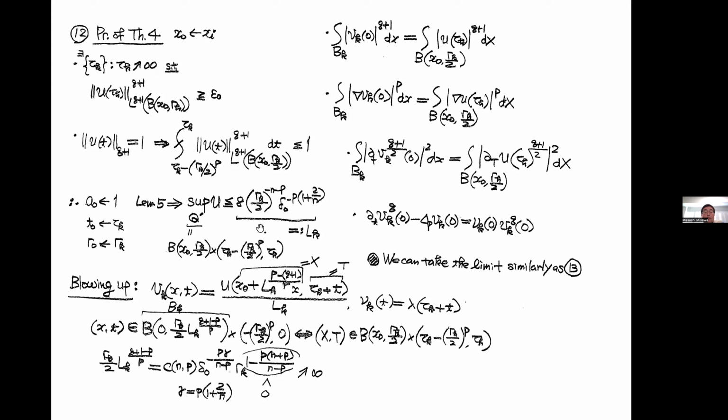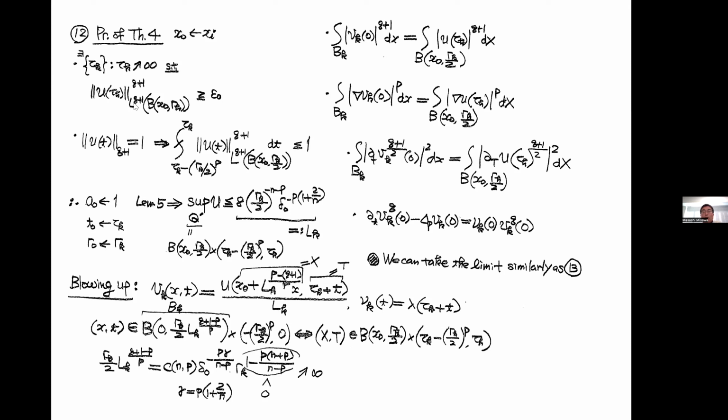So the right hand side depends on R_k. R_k is a sequence of radii decreasing to 0. So it depends on R_k. We denote this quantity by capital L_k. So with the scale parameter L_k, we make a blowing up sequence of functions denoted by v_k in this way.